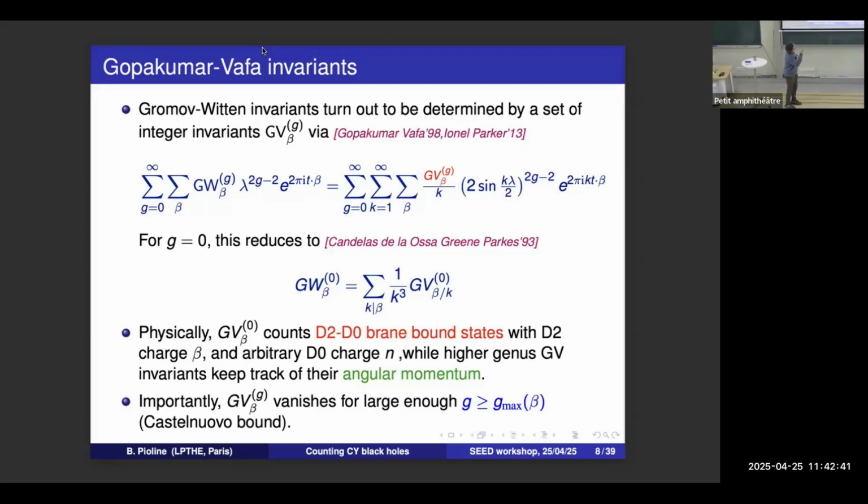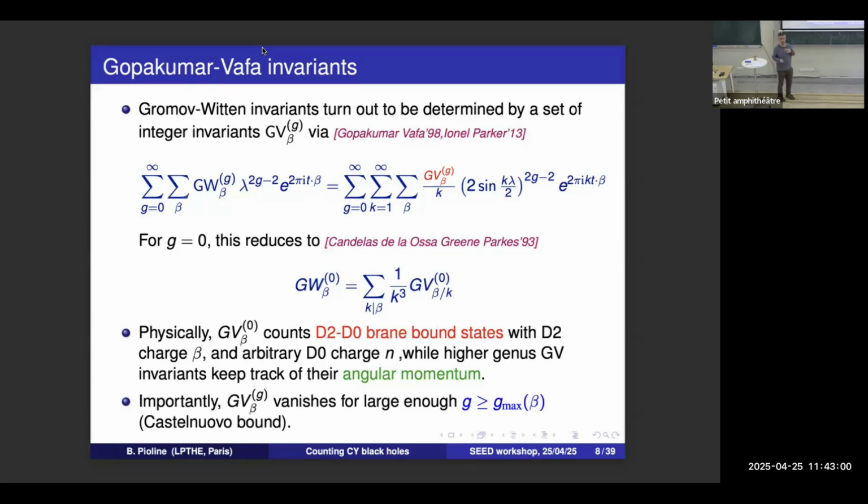Now this is sometimes called the multi-cover formula. At genus zero, it is just a very famous formula already found in these earlier papers, which is that even though those numbers are rational, if beta is not a primitive class, then you can rewrite them in this way.